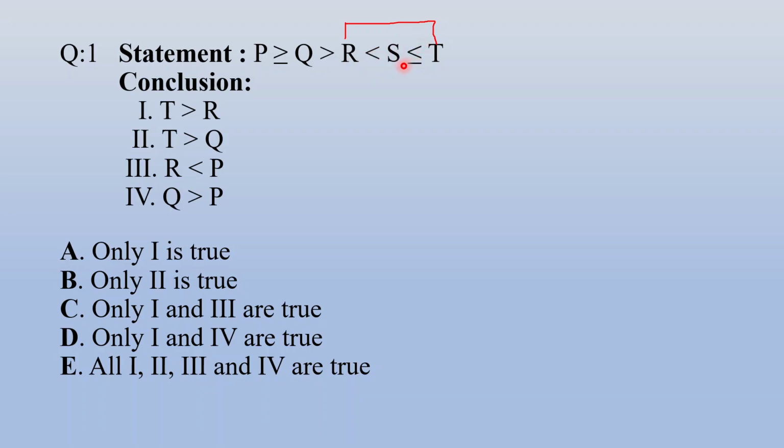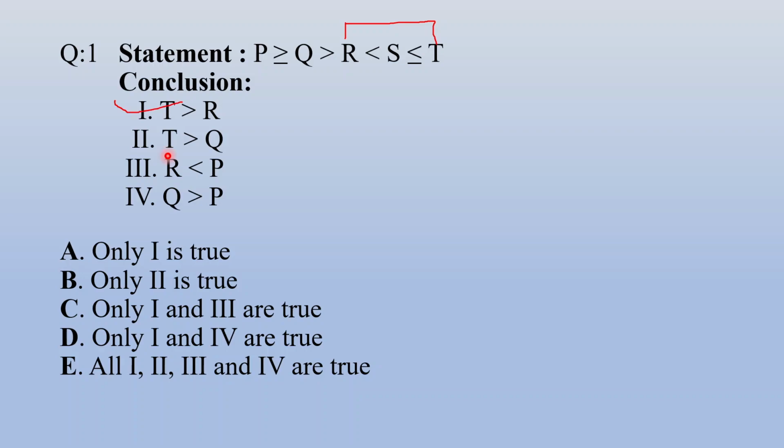Now when we talk about the greater than or equal to or smaller than or equal to sign, this sign is applicable only between these two parties. Okay, which means this sign is applicable for S and T, not for R. So that is why T is greater than R. So our conclusion number 1 is right.